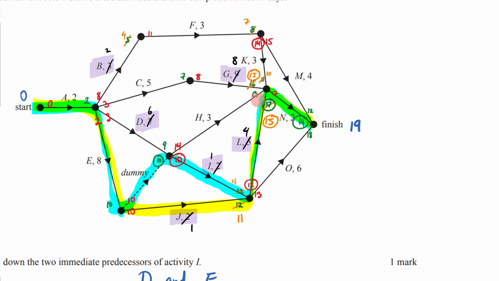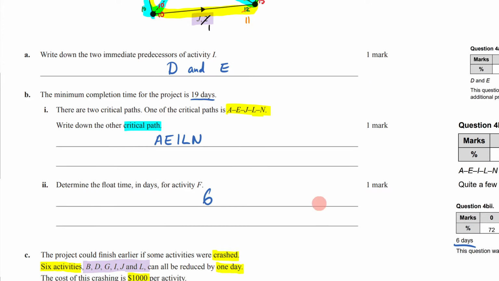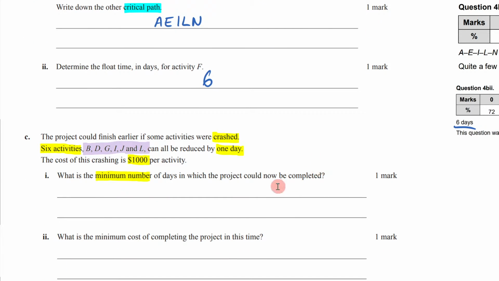So now I would go 15 plus 2 is now going to be 17. It's no longer going to be 19. It's now going to be 17 because 15 plus 2 is 17 there. So that means that's how long it's going to take to complete this thing, a minimum of 17 days. So what is the minimum number of days in which the project could now be completed? It's going to be 17.